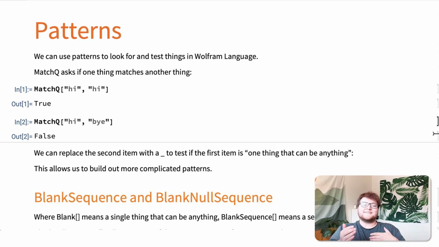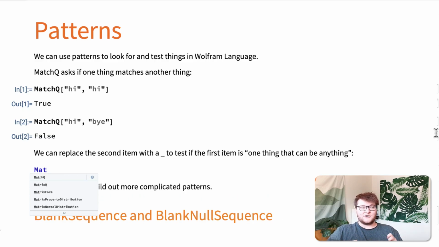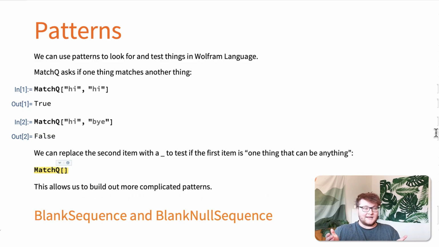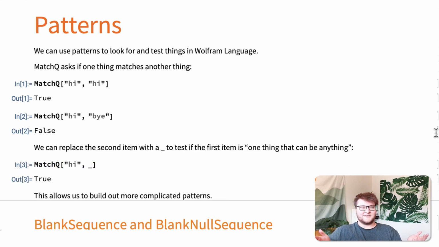We can replace the second item with a Blank to test if the first item is one thing that can be anything. So if I do a string of the word hi, comma, Blank, and ask if it matches, I'm going to get True, because a string of hi is one thing that can be anything. And this allows us to build out much more complicated patterns.